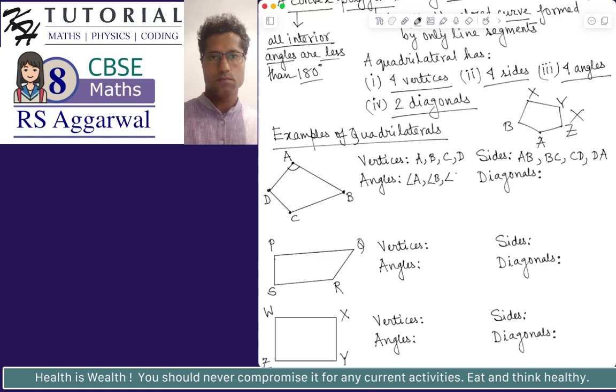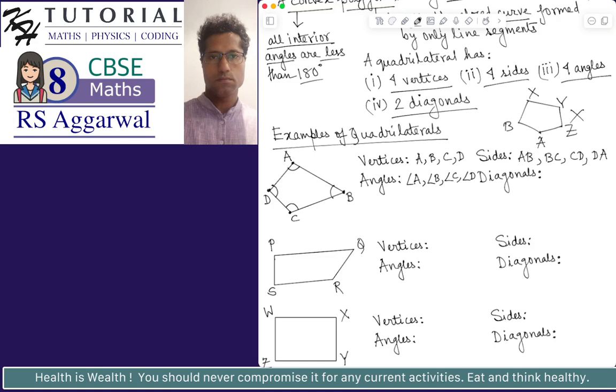They are basically named after the vertices. So this is the angle A, or more appropriately you can say angle DAB or BAD. This is the angle D, or you can name it as angle ADC or CDA. This is angle C. You can also name it as angle DCB or angle BCD, and this is the angle B.